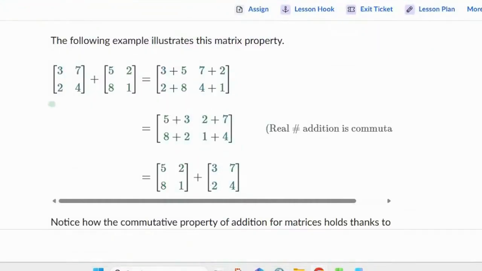If we took this matrix and add it to this one, that's the same thing as 3 plus 5, 7 plus 2, 2 plus 8, 4 plus 1. But instead of 3 plus 5, we could do 5 plus 3. Right? Isn't that the same thing? We just looked at that. 3 plus 5 is the same as 5 plus 3, which means we could have broken it out this way, 5 plus 3. Notice these are the same matrices. They're just in reverse order. But it equals the same thing. They both equal 8, 9, 10, 5.